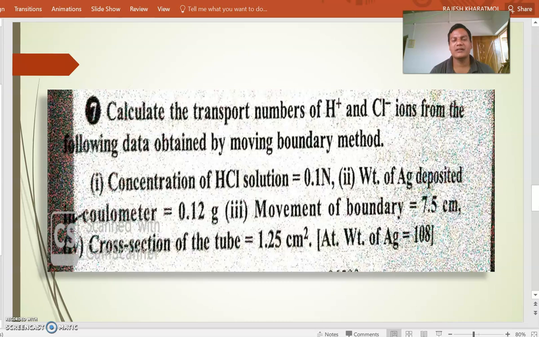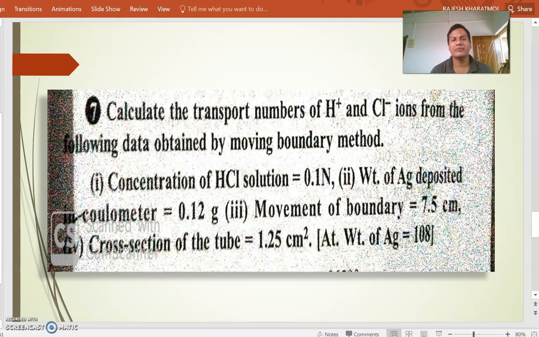Now in the next slide, that is the last numerical of this lecture, calculate the transport number of H plus and Cl minus ion with the help of the moving boundary method. Data is given: concentration, weight, movement of boundary, that is L, small a, and the atomic weight of Ag is 108. Now we have to calculate the transport number of H plus and Cl minus ion with the help of all this data. So weight is given, so how can we calculate it?